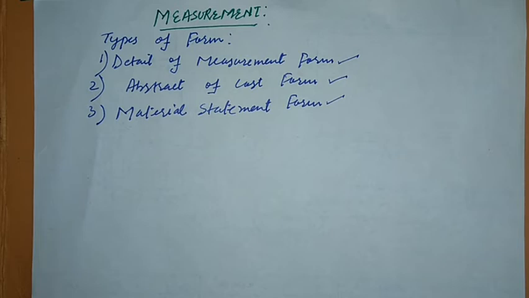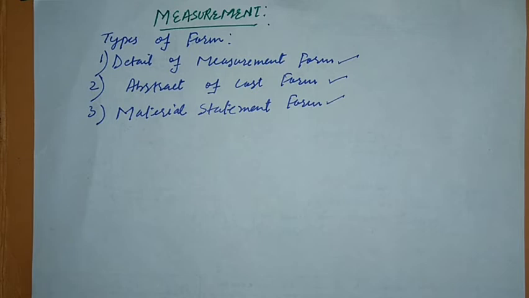Now talking about the different types of forms that are used in estimating. The first one is details of measurement form. The second is abstract of cost form, and the third one is material statement form. The first two have been discussed in the past. Now talking about the third one, that is material statement form. The estimate is also accompanied with a statement of materials required for the completion of the particular work. For that purpose, the material statement form is made.